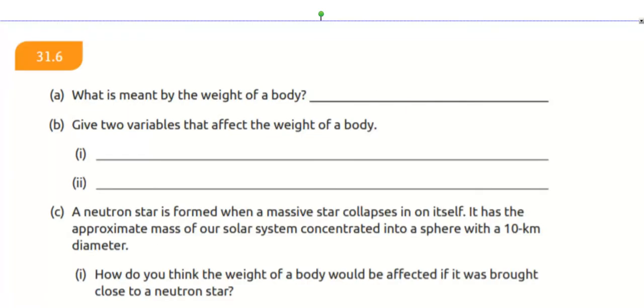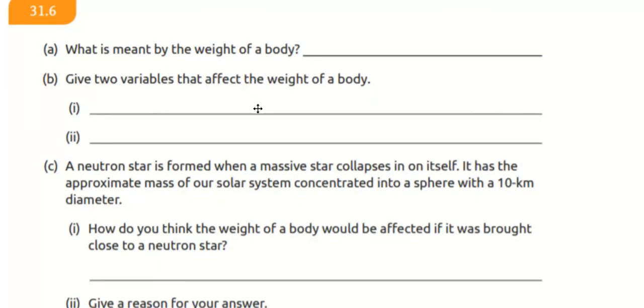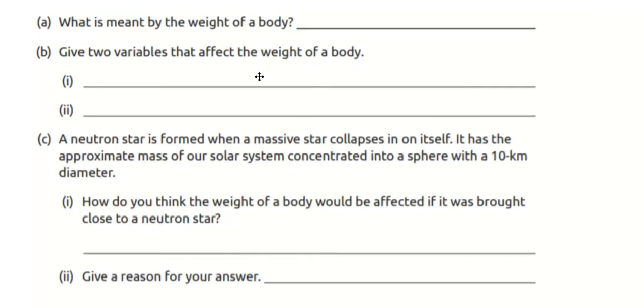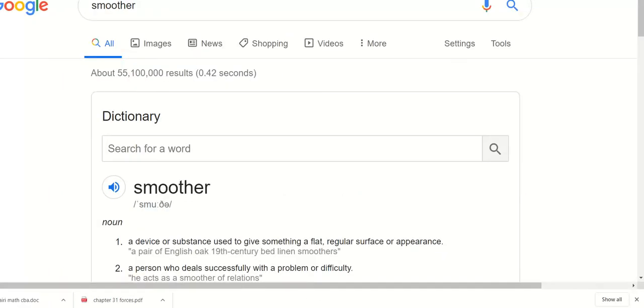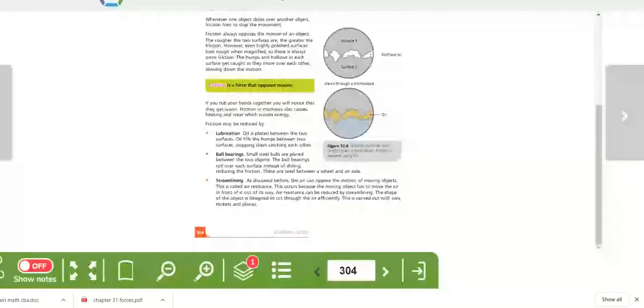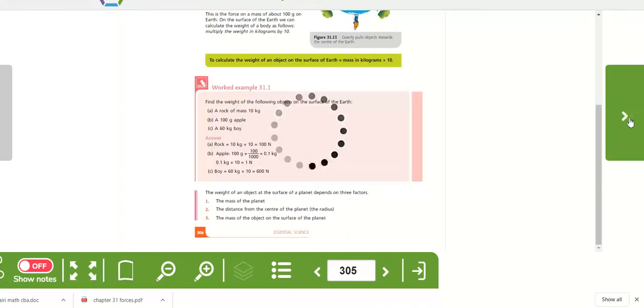Okay, next part. What is meant by the weight of a body? Now this is often a pretty hard, difficult question. What is meant by the weight of a body? Well, what we can do here is, once again, we just go to our book. We just go to weight. There it is there.